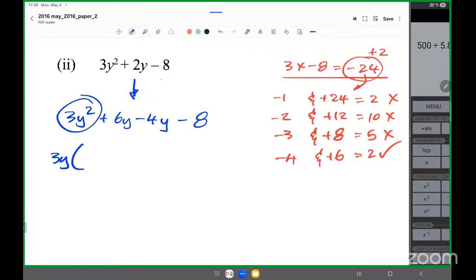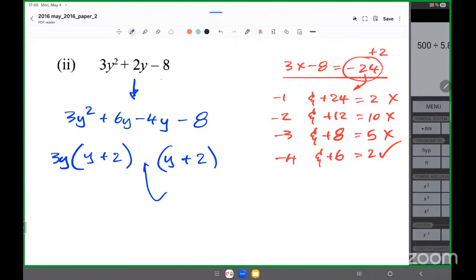Out of this factor, you're going to be left with a y. Out of this factor, you're going to be left with a plus 2. Remember, you must have the same thing in the bracket over here. Y plus 2. So I normally just write it back first. Y plus 2. And then in between, you must have a plus or a minus value.